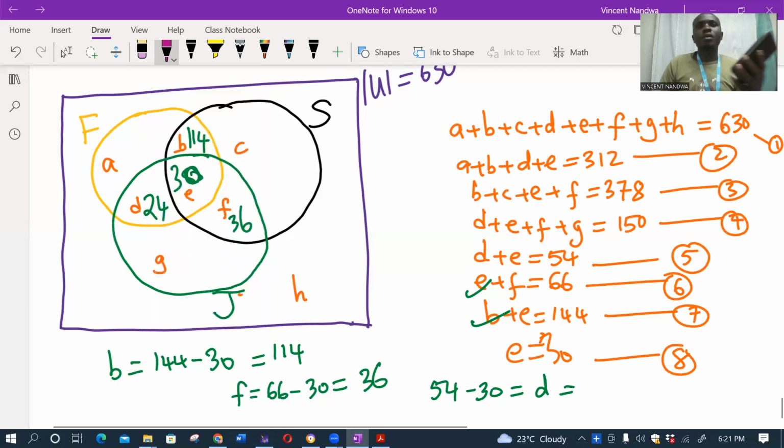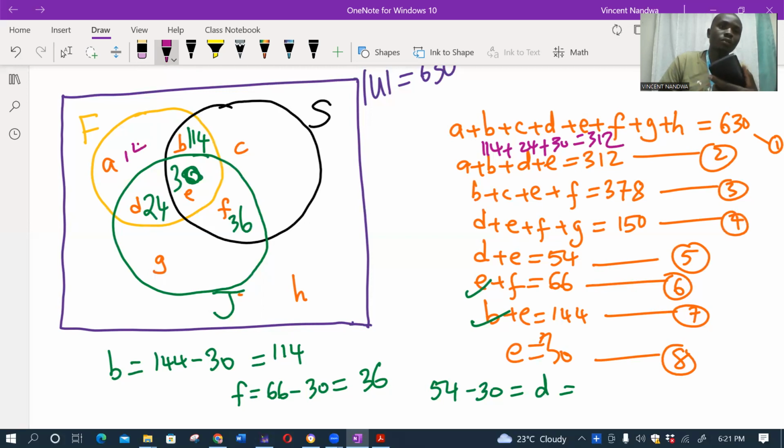Now, we know that A plus B plus E plus D totals 312. So A, which is unknown, plus B, 114, plus D, which is 24, plus E, which is 30, should be 312. So 114 plus 24 plus 30 is 168. 168 from 312 gives us the value of A, which is going to be 144.